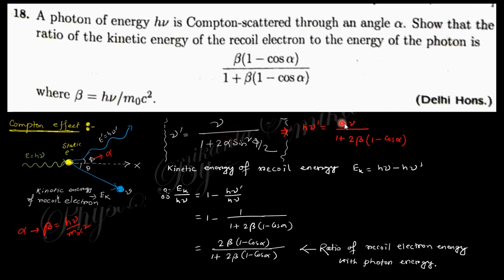So h nu prime equals to h nu by 1 plus 2 beta times 1 minus cos alpha, because 2 sine square phi by 2 is nothing but 1 minus cos phi, but here phi is alpha and alpha is beta. Here the kinetic energy of the recoil electron is the difference of this thing. So Ek by h nu equal to like that, h nu prime by h nu equals to this one. So this is the product. I think it's clear. If there is any doubt, you must comment in the comment box.